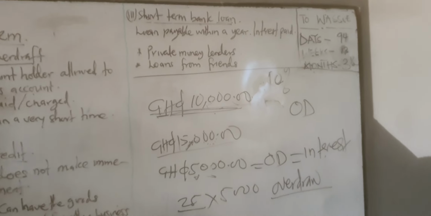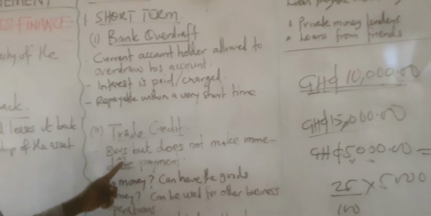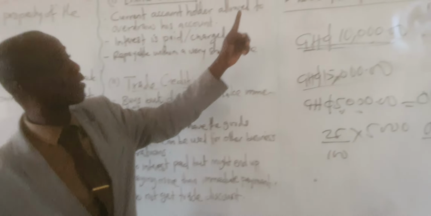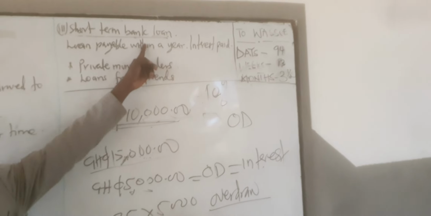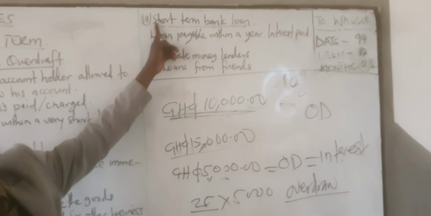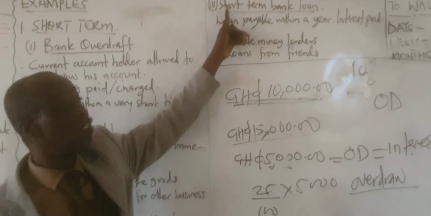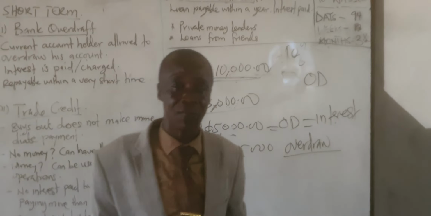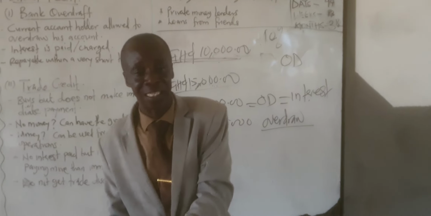The next one is short-term bank loan. Remember, I said bank overdraft is exclusively short-term. Trade credit is exclusively short-term. But a loan can be medium, it can be long, it can be short. That's why we have qualified it with the word short. So short-term bank loan means you go for a credit facility from a bank.